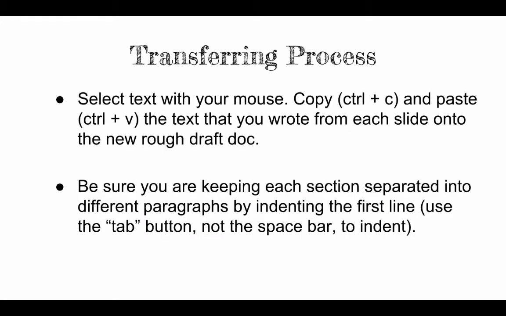Once that's done, you're basically going to copy and paste all of the text from each slide onto the new rough draft doc. But we don't want all of the text from each slide. We only want the stuff that you wrote in those boxes. So not the little sets of directions that I wrote off onto the left side. Make sure you keep each of those little sections separated into different paragraphs on your rough draft blank document by indenting each paragraph. Use the tab button, please, and not the space bar.